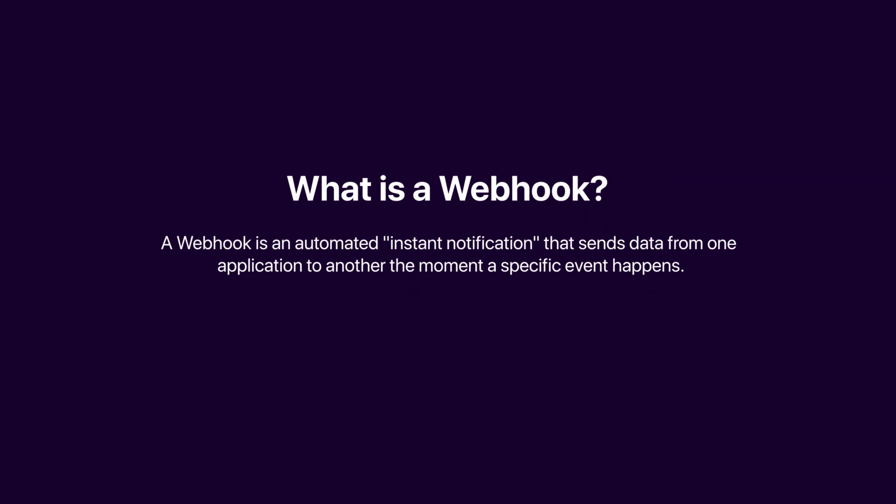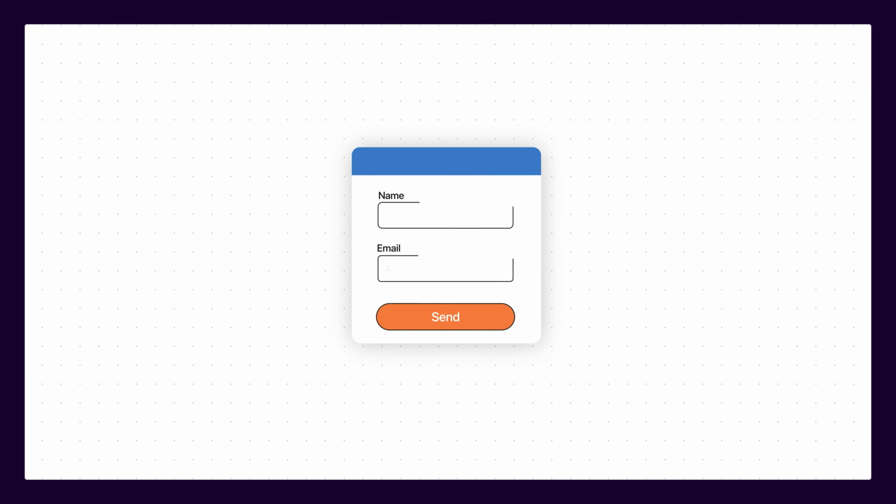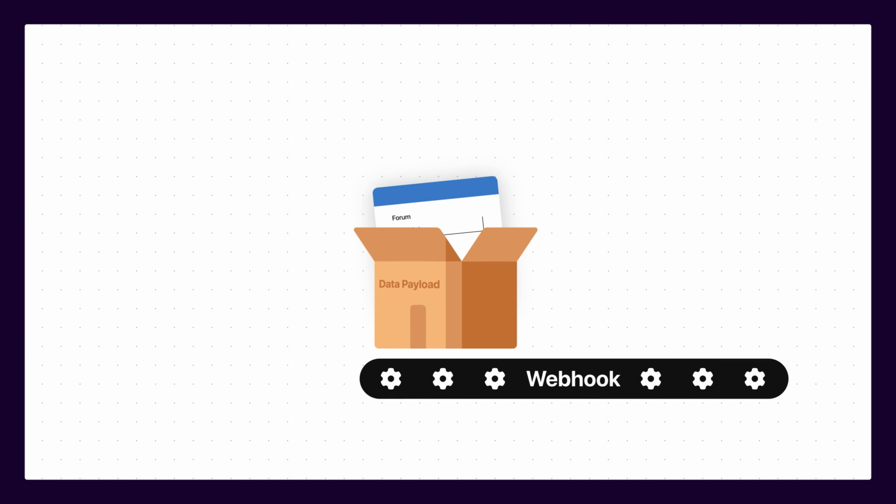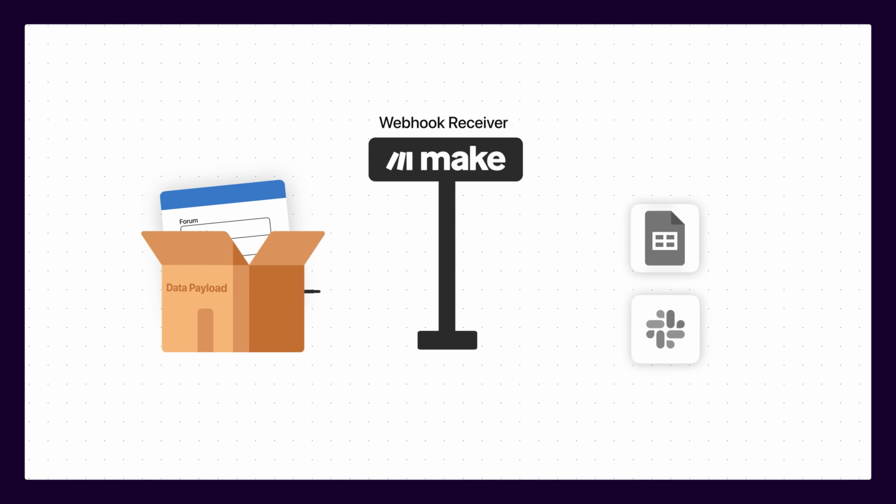A webhook is a way for one app to instantly notify another when something happens. In this case, when someone submits a form. The webhook delivers that info to Make, triggering your automation.